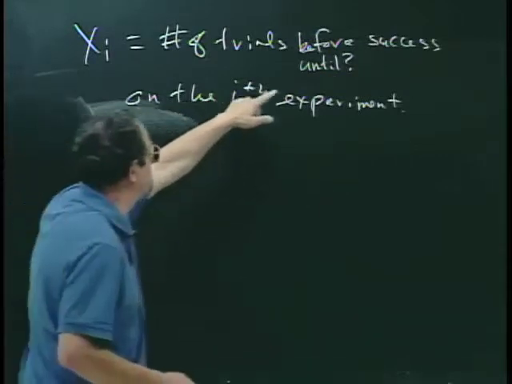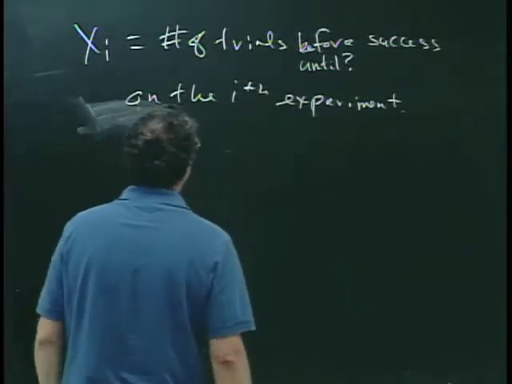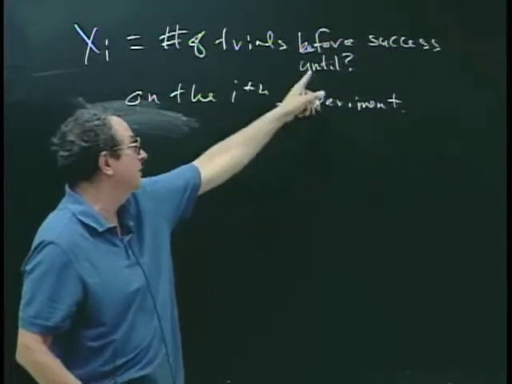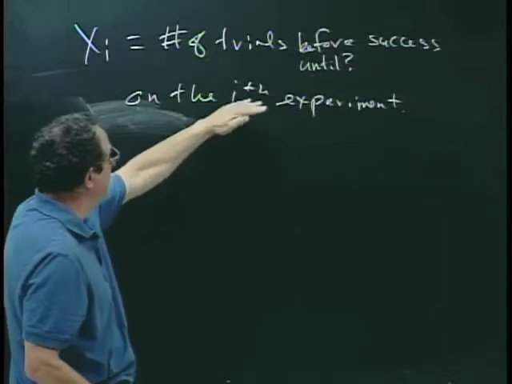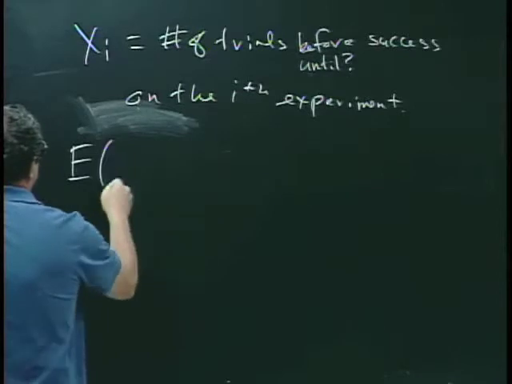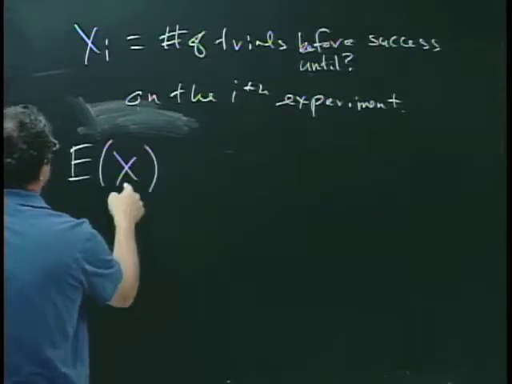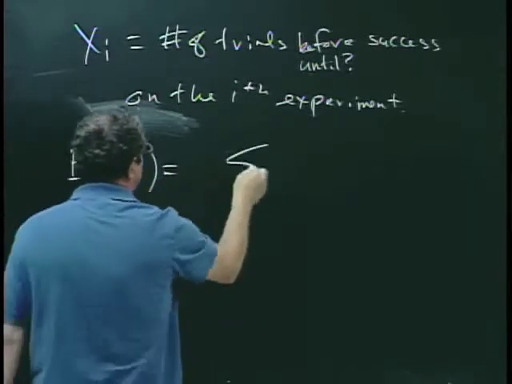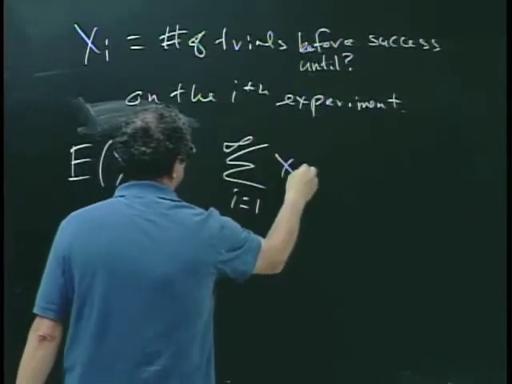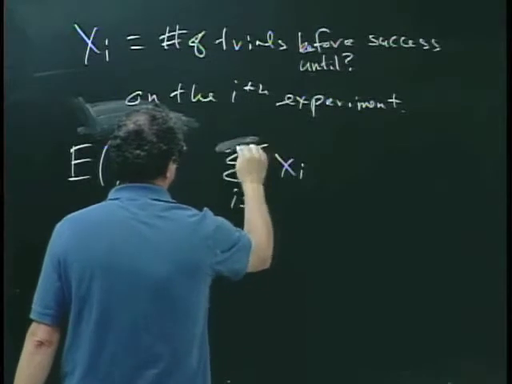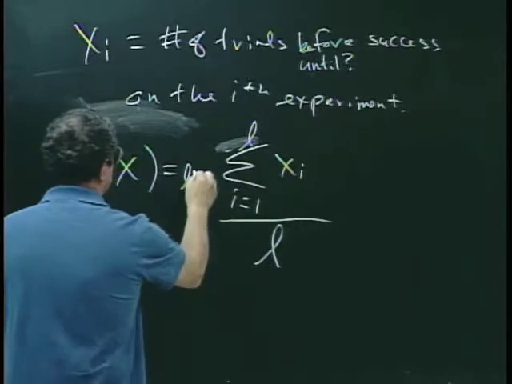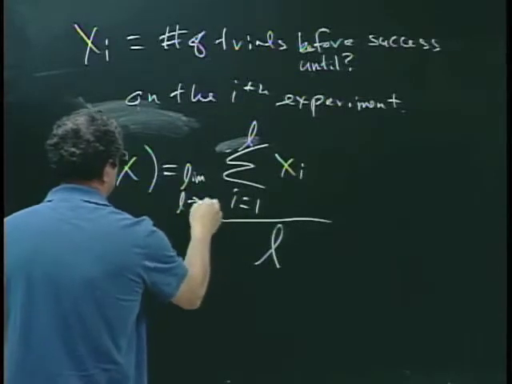That's if it was until. Number of trials, success. I'm being unclear here yet. All right, on the ith experiment, the expected value of x is equal to the summation from i equals 1 through L of xi over L, in the limit as L goes to infinity.